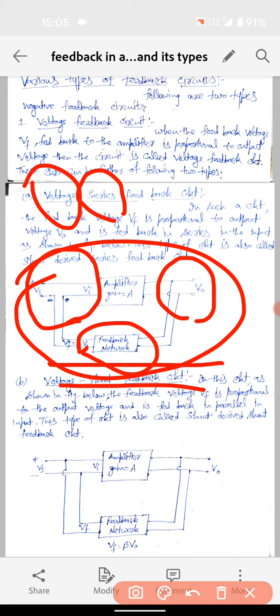Okay, so voltage, that means we pick up voltage in the output like this. Whenever it is voltage, it will be picked up like this only. And the fraction of that voltage will be decided by this feedback network, but we have fed that voltage in series. So in series it will go like this. Like this you remember. So this circuit is known as the voltage series feedback circuit.